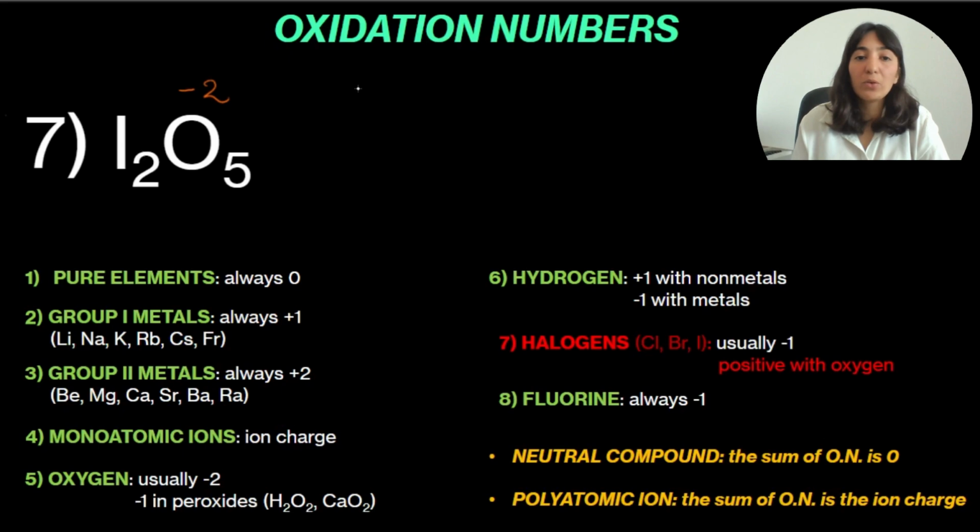We have 2 iodine atoms, and we write 2 times the oxidation number of iodine, which is x, plus 5, which is the number of oxygen atoms we have, times -2, which is the oxidation number of oxygen, equals 0, because I2O5 is a neutral compound. And now we solve for x. 2x plus 5 times -2 equals -10, equals 0.